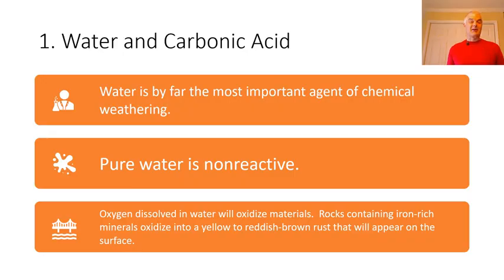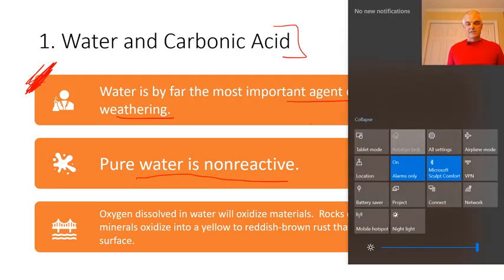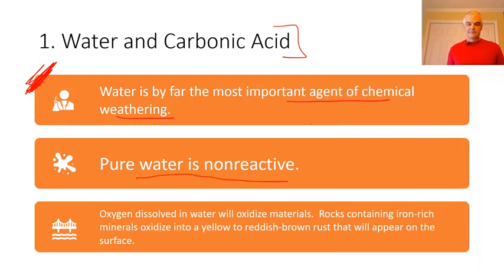So it's about water and carbonic acid. Water is the most important agent of chemical weathering, by 90%. It's almost all about the water. And water by itself is actually not reactive. Pure water, distilled water, is not reactive. It doesn't do anything. But water is not pure on the earth. And so what happens is when there's oxygen dissolved in the water, it oxidizes materials, rocks, minerals. Rocks containing iron-rich minerals will then oxidize into yellow or reddish brown.